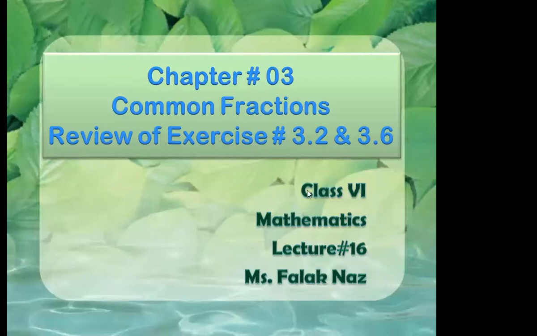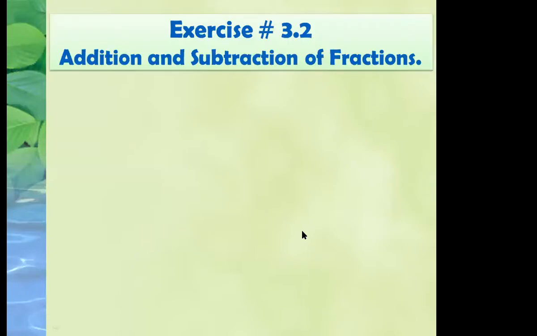So first we will start from exercise number 3.2. If you remember, what was the topic of exercise number 3.2? The topic was addition and subtraction of fractions. In exercise 3.2, you have learned how to add and subtract fractions, like fractions and unlike fractions. Like fractions can be simply added or subtracted, but if you have unlike fractions, you have to make the denominators common first.